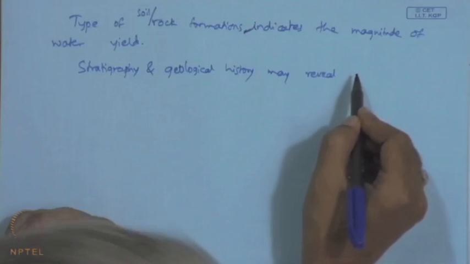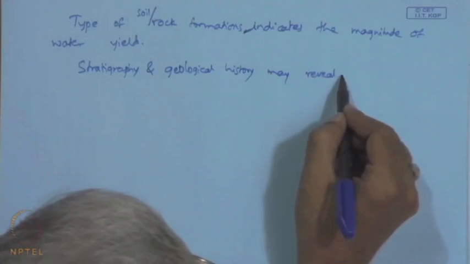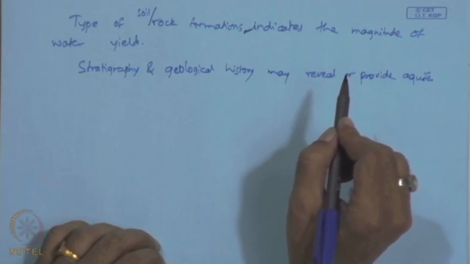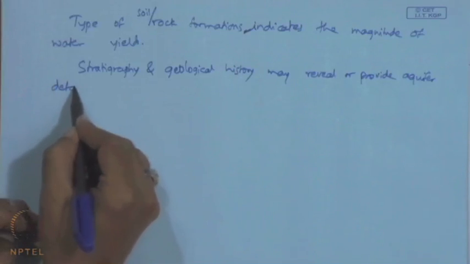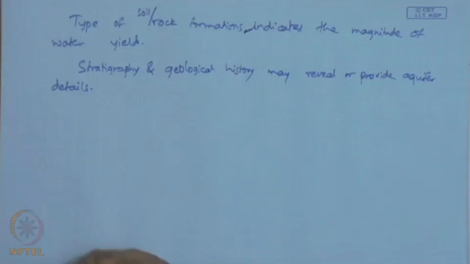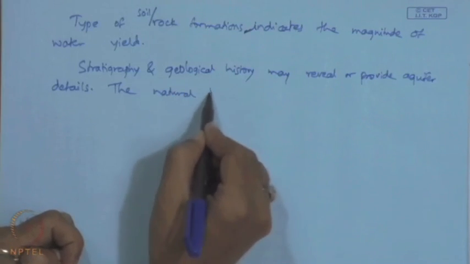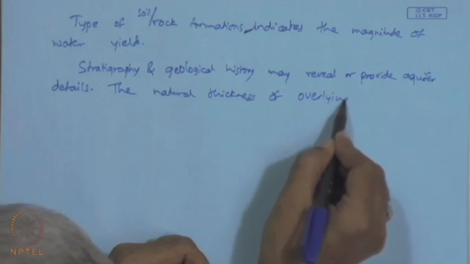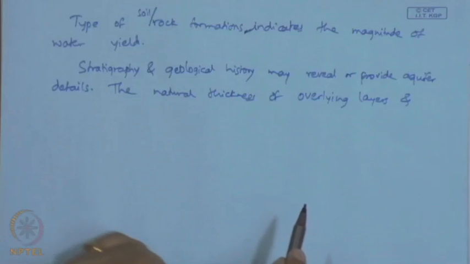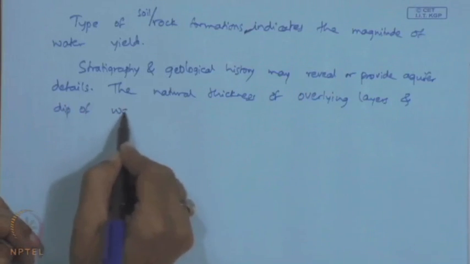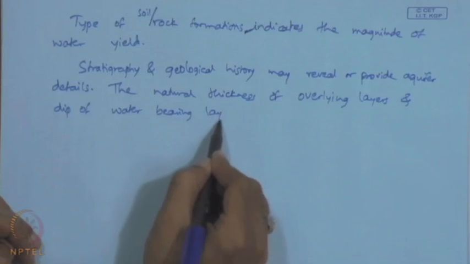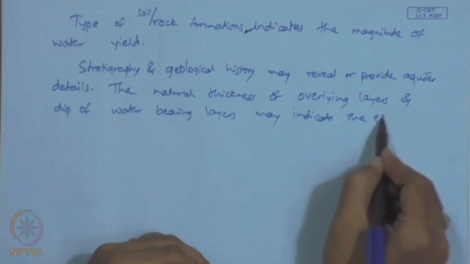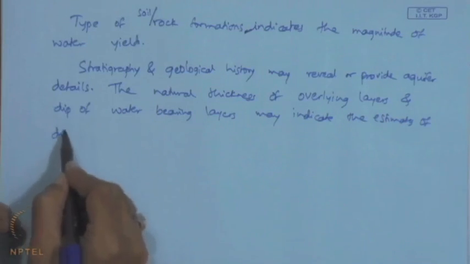may reveal, or say provide, aquifer details. The natural thickness of overlying layers and dip of water bearing layers may indicate the estimates of drilling depths.